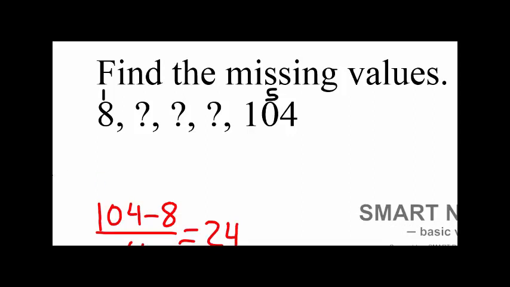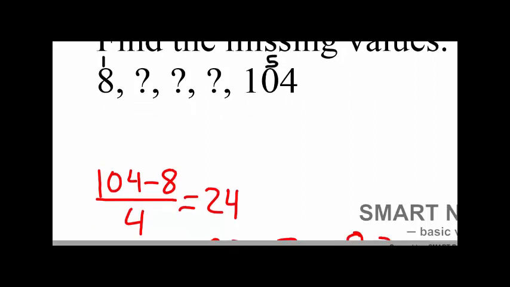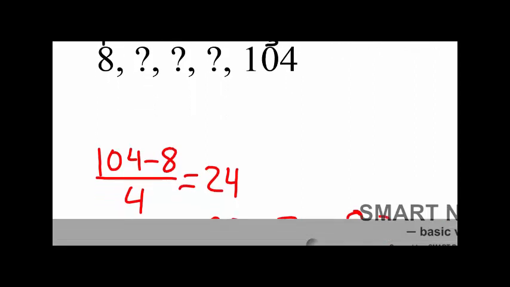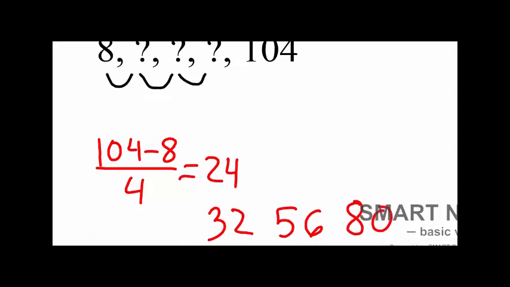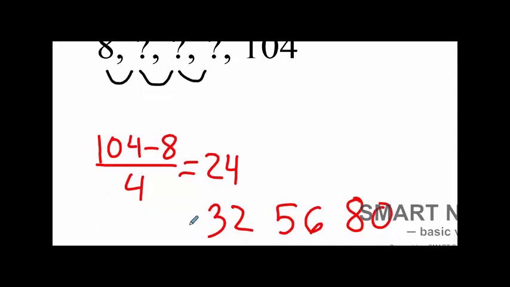Alright, so again, I used the method I thought was easier, so I did the average. I did 104 minus 8 on top, and then 5 minus 1 on bottom, and that gave me 24. So that tells me we're adding 24 each time when we go from one term to the next. So now I just have to take 8 plus 24, and then keep adding 24, so my missing terms are 32, 56, and 80.